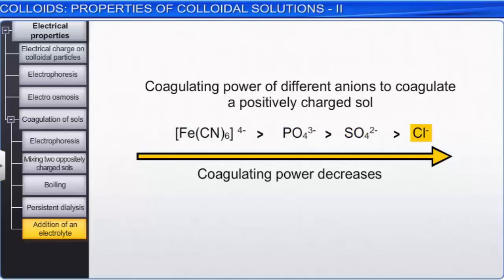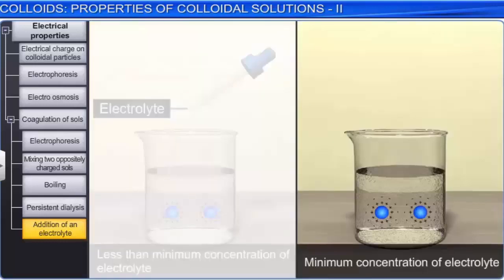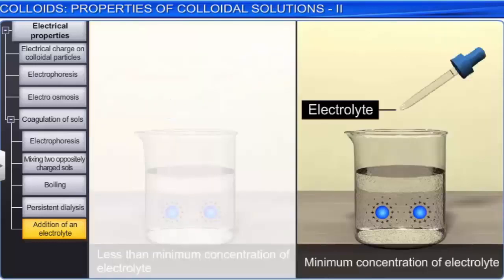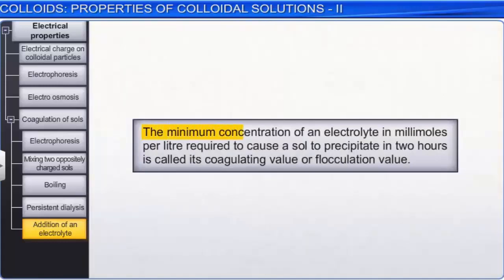The coagulation of a sol by an electrolyte does not take place until the electrolyte added has a certain minimum concentration in the solution. The minimum concentration of an electrolyte in millimoles per liter required to cause a sol to precipitate in 2 hours is called its coagulating value or flocculation value. It is important to note that the smaller the flocculation value, the greater is the coagulating power of the electrolyte.